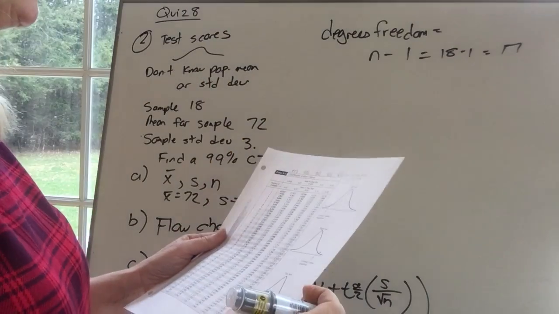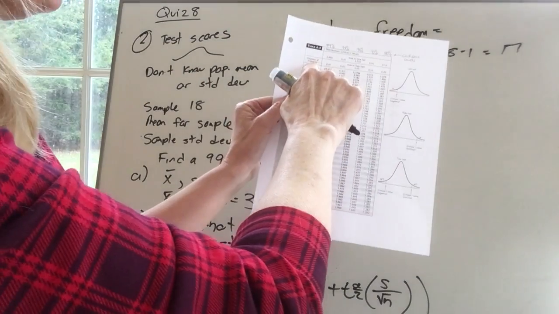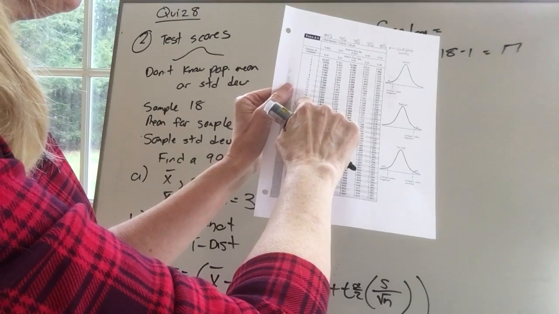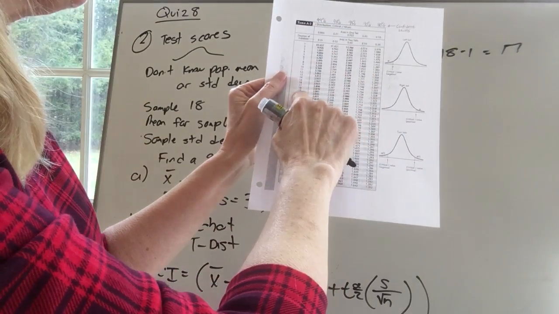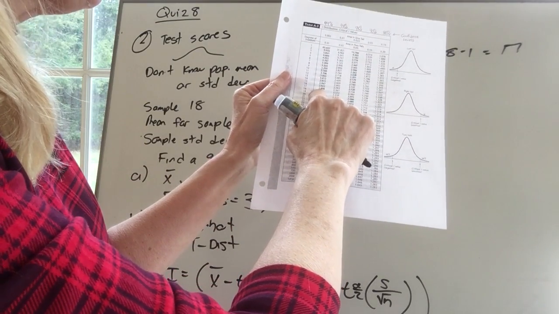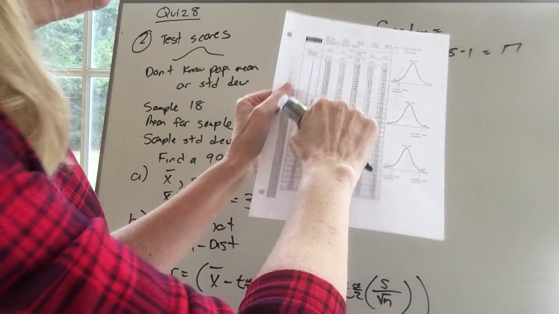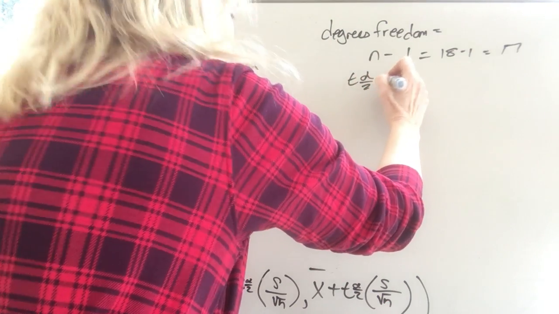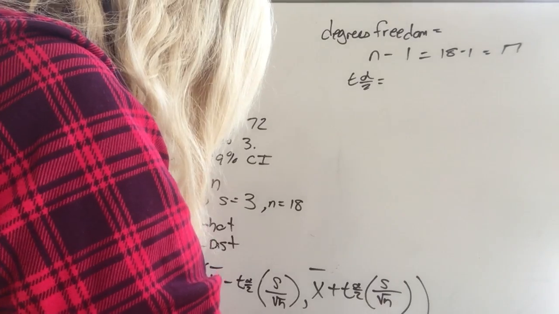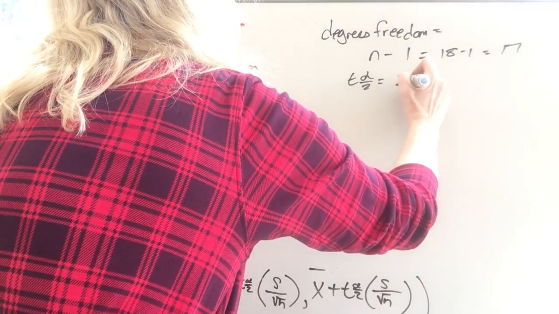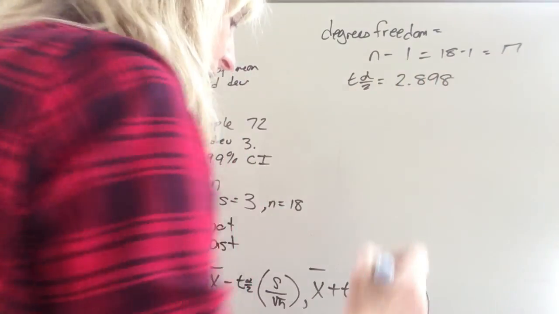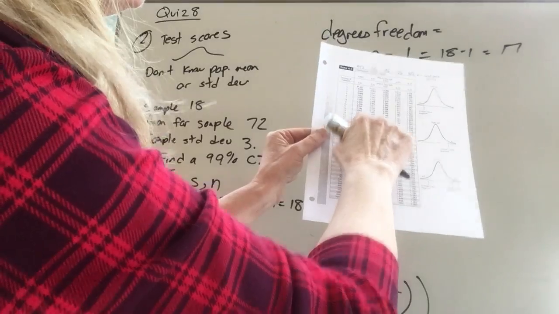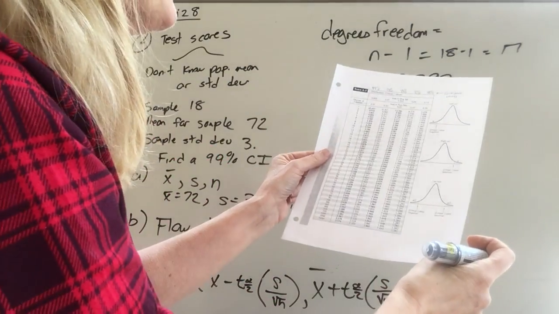So what you do is go to the table, go down to the degrees of freedom 17 row, and go over to the 99% column. That gives you your T alpha over 2. You guys see that? Your T alpha over 2 is equal to 2.898. So make sure you see where I got that in the table, you guys: 17 over to the 99% column.